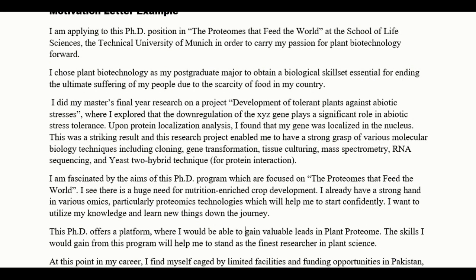You don't need a push to start your research, although you will be learning new things. So I want to utilize my knowledge and learn new things down the journey. It doesn't mean that you are very confident about whatever you have done or gained in your past. Here you are showing them a soft corner, that you will utilize your previous knowledge and you are keen to learn new things down the journey, so you are not being overconfident here.